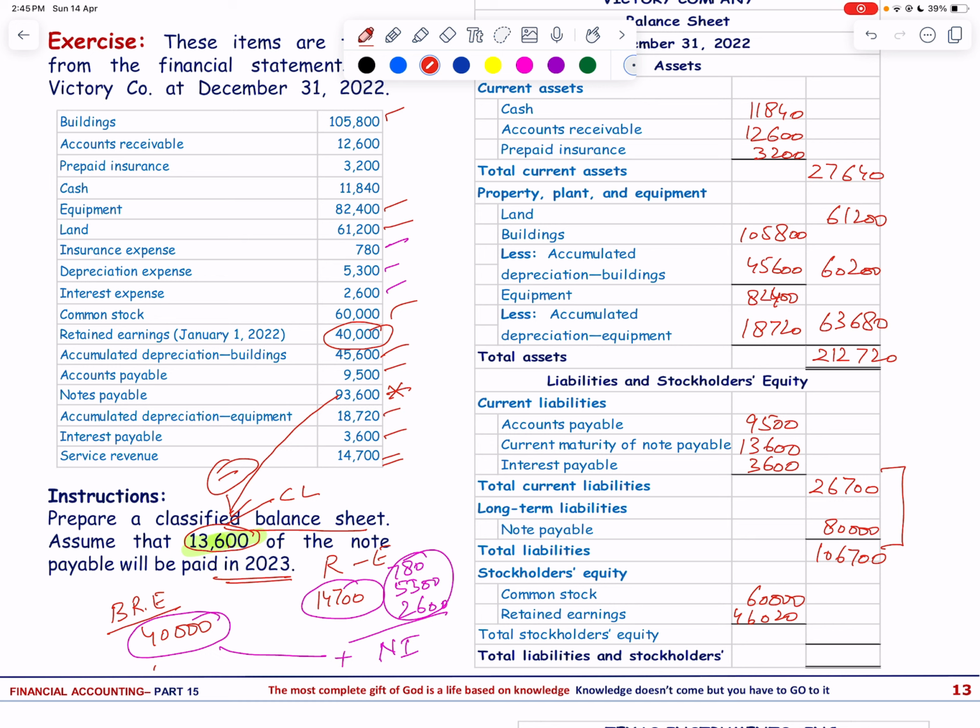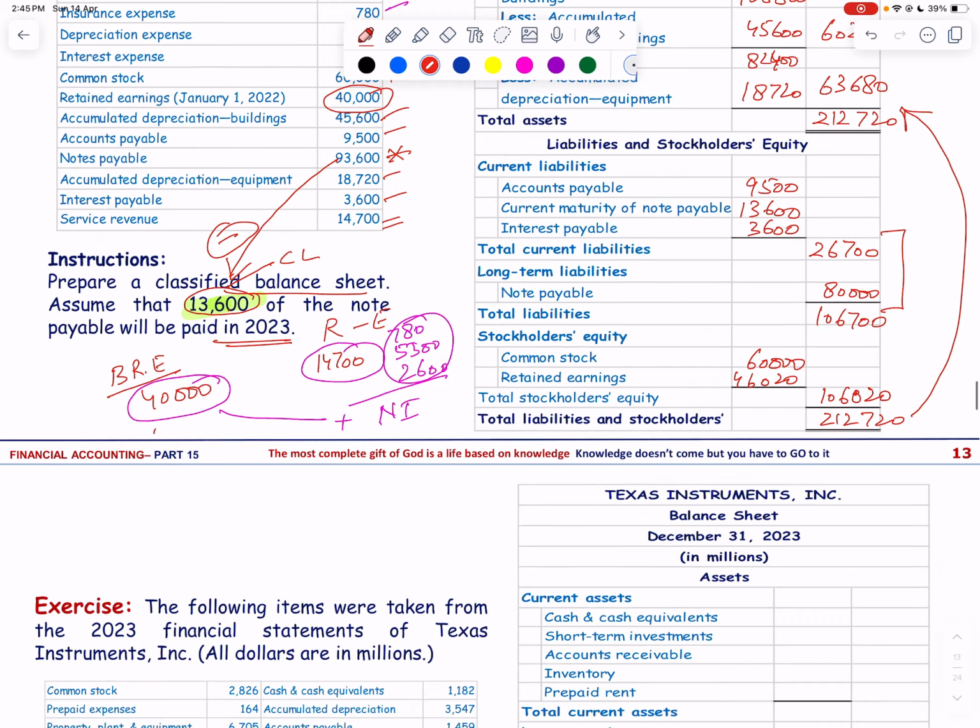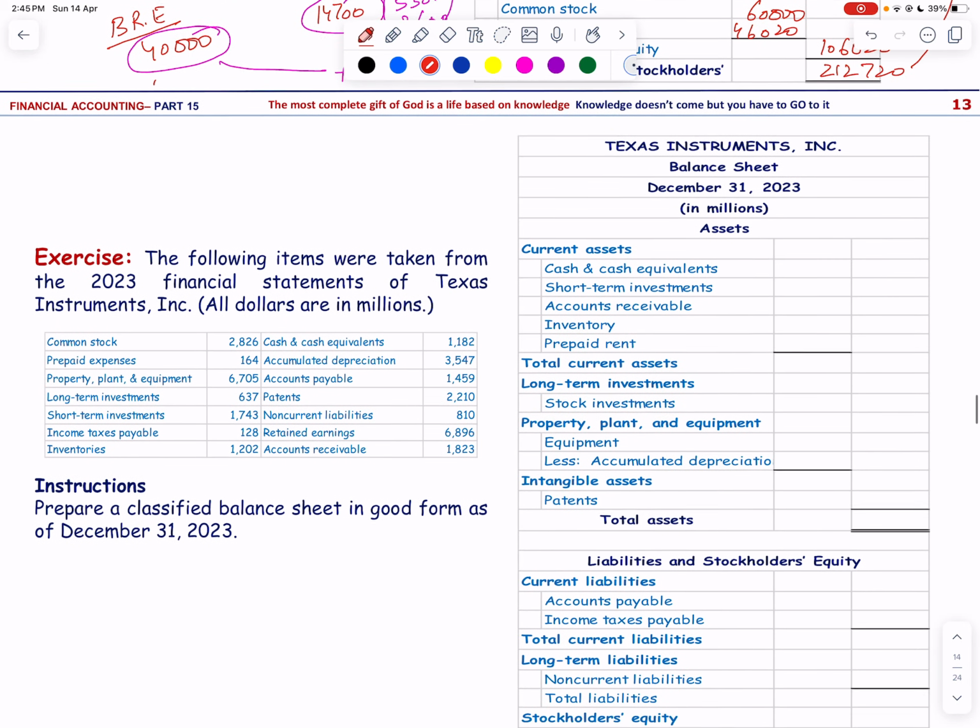So once we add this up again, this will be equal to 106,020, and this is equal to 212,720, and this is just to verify that our assets are equal to the liabilities and stockholder equity. That means we have solved this exercise mathematically correct. Let us move on to the next exercise.